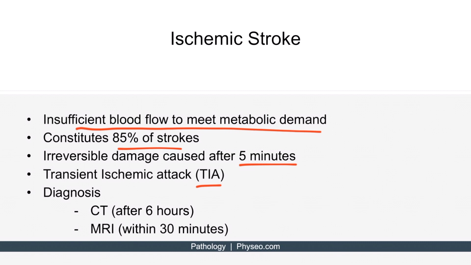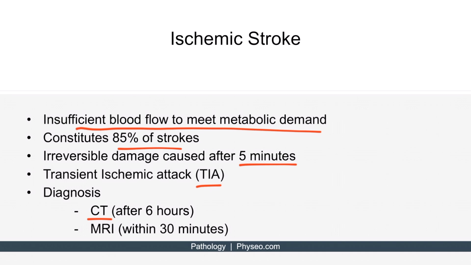TIA is defined as a brief, reversible episode of ischemia resulting in focal neurologic dysfunction without acute infarction. The majority resolve in less than 15 minutes. Patients with suspected ischemic strokes with persistent symptoms lasting longer than 15 minutes should first be taken to the CT scanner, and this can help rule out hemorrhagic strokes, which must be emergently operated on.